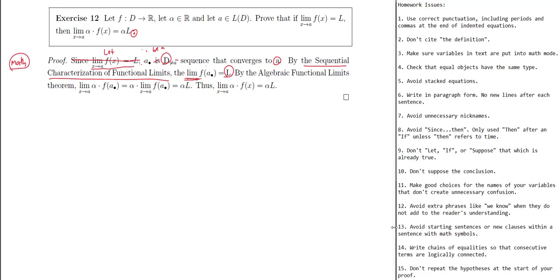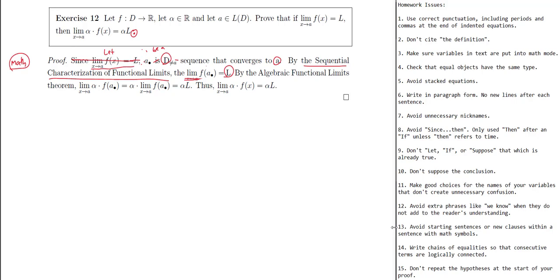When we were talking about limits of, say, a function applied to a sequence or just the limit of a sequence, we didn't have to put anything underneath. We said we could write n goes to infinity, but only if we were writing a sub n. So we can write it like this. By the algebraic functional limits theorem, good. I like this. We're just going to break it back down into the theorems that we have already proven.